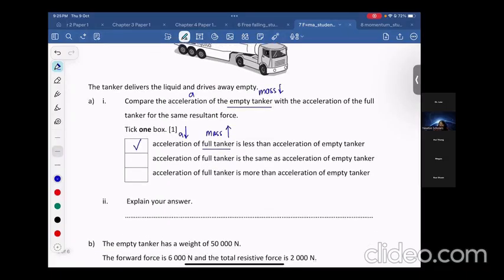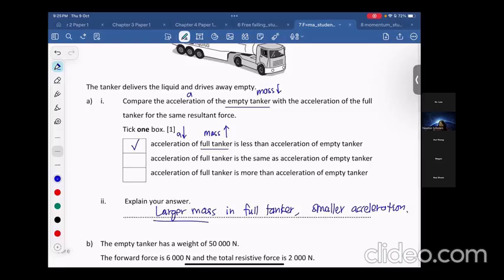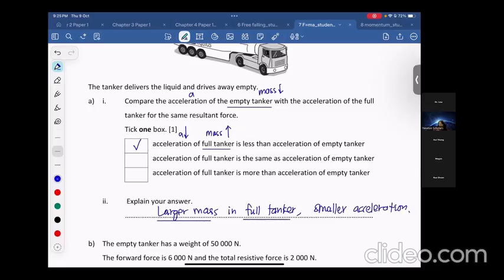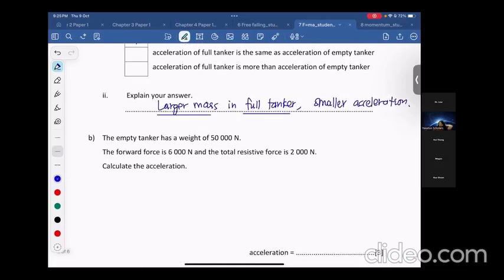Explain your answer. Because a full tank has larger mass, there's smaller acceleration. Larger mass. Or you want to say lower mass in the empty tank, also no problem. Okay, can you do the calculation for me? What is your acceleration?